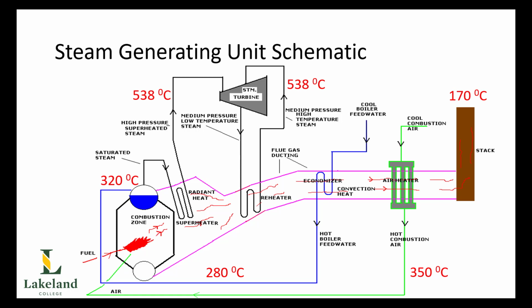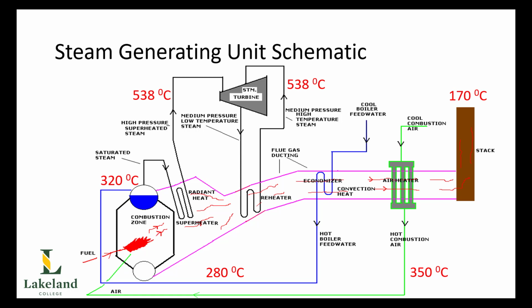From here, our steam is going to pass through our superheater, where it's then going to be raised to 538 degrees Celsius. From here, our steam enters into the high pressure section of the steam turbine and will now exit at the end of the high pressure stage of our steam turbine. During the expansion, the steam is going to expand in volume, reduce in temperature and reduce in pressure.